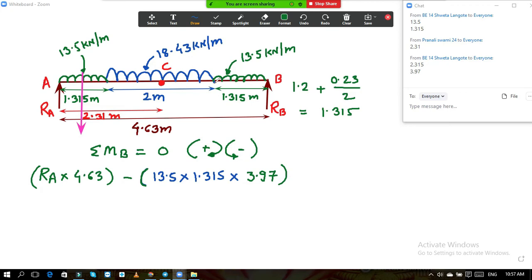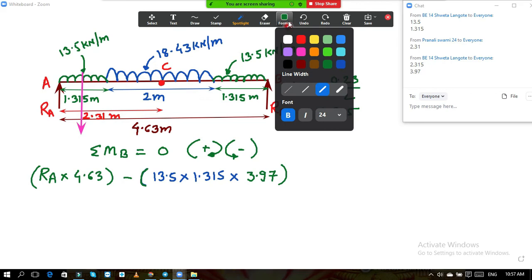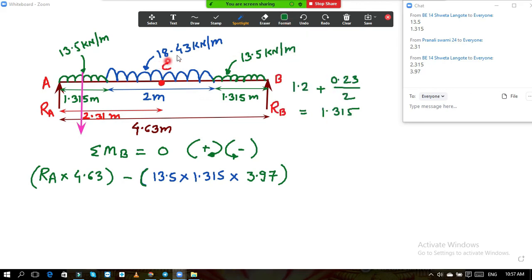Again, next UDL, this one, the central UDL. So again the same thing is there. We need to convert this UDL into the point load. Then how do we convert this UDL into the point load? It is 18.43 is the magnitude, multiply by 2. If we multiply it by 2, then we will get the point load, and that point load will act at the center, somewhere here. So if we write now, it is again minus.